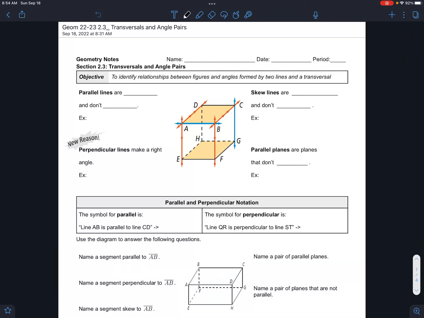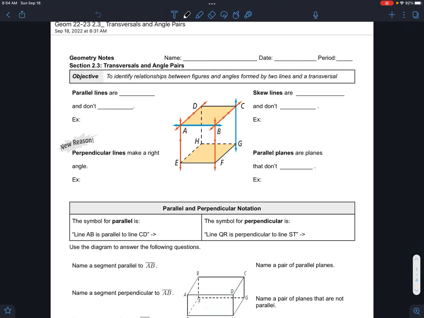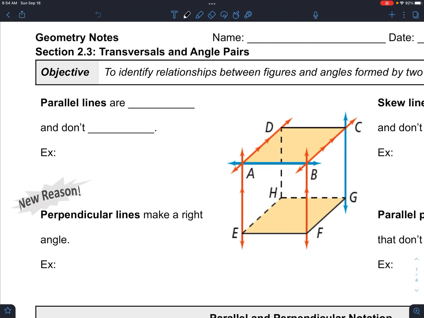Okay, thanks for tuning in to Transversals and Angle Pairs. This is 2.3. It's got a good deal of vocab, and then it's got some important facts about some new angle pairs.